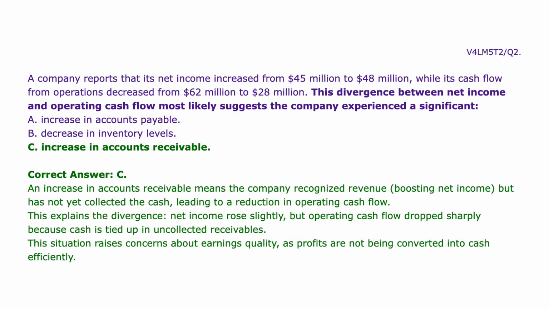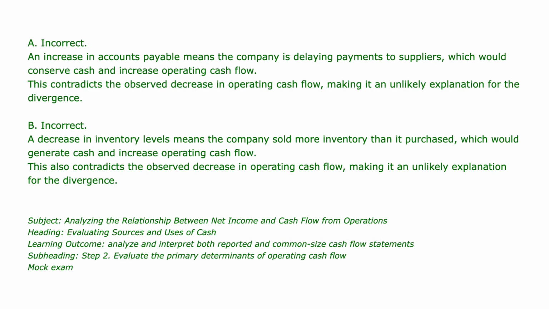Increase in accounts receivable boosts net income, but reduces operating cash flow, raising concerns about earnings quality. A. Incorrect. Increase in accounts payable is an unlikely explanation for the decrease in operating cash flow. B. Incorrect. Decrease in inventory levels is an unlikely explanation for the observed decrease in operating cash flow.